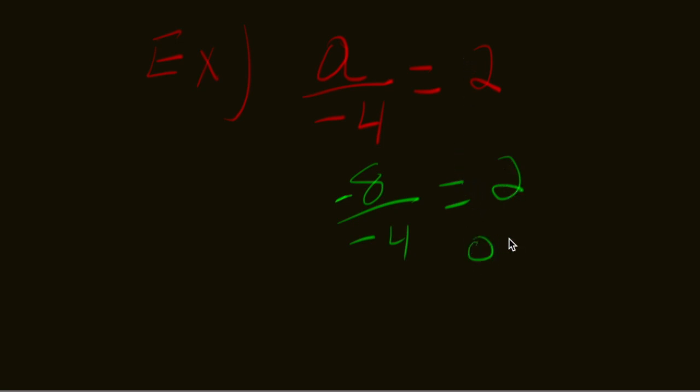Or you could have just done the cross multiplication. -4 times 2, that's -8. 1 times a is a. So a equals negative 8.